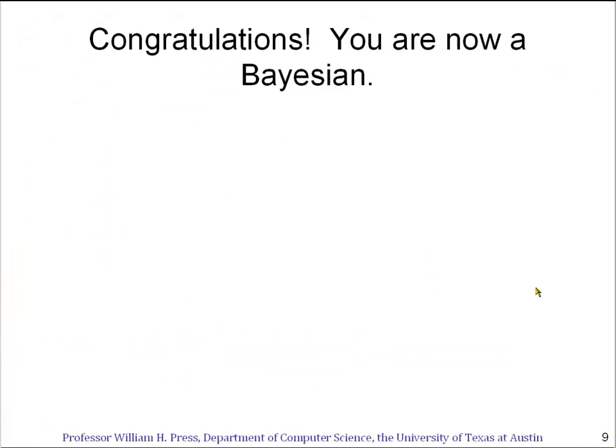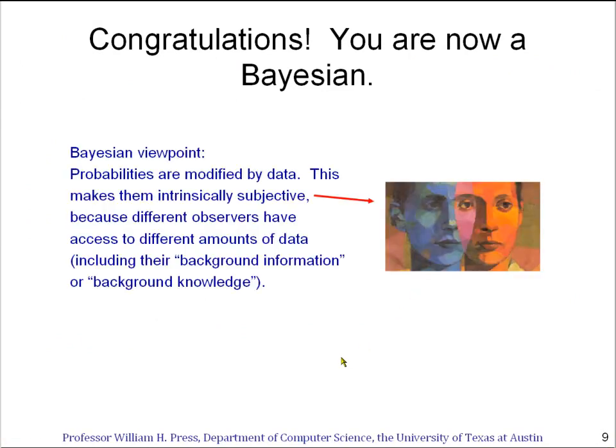Congratulations. If you've followed the argument in the previous example, you're now a Bayesian. And what does that mean? That means that you understand that probabilities are modified by data, and that this makes them intrinsically subjective, in the sense that different observers have access to different amounts of data and different background information or background knowledge. And so in those situations, different observers will assess the probabilities of things differently. That's the sense in which Bayes probabilities are subjective.